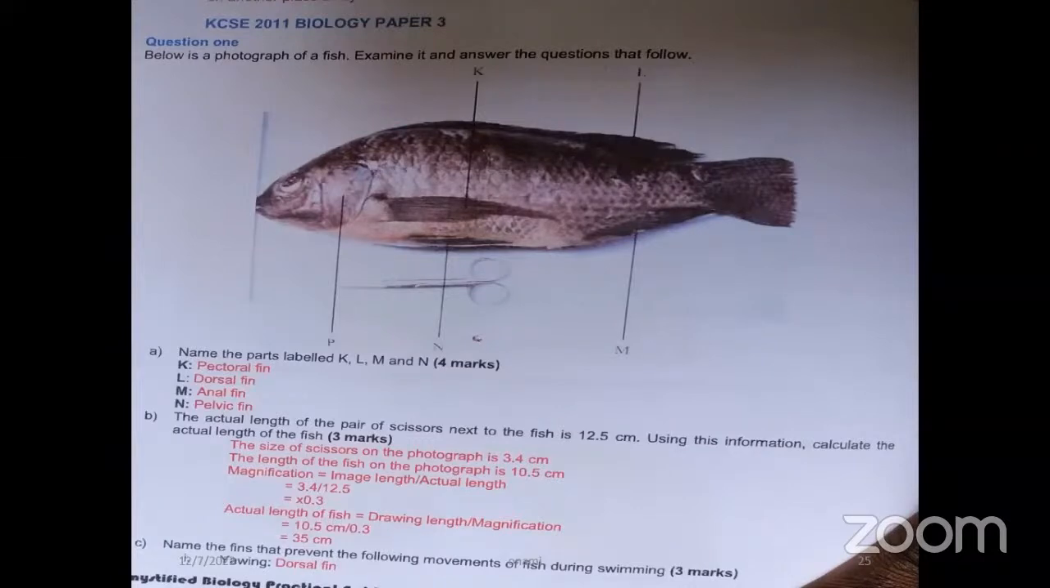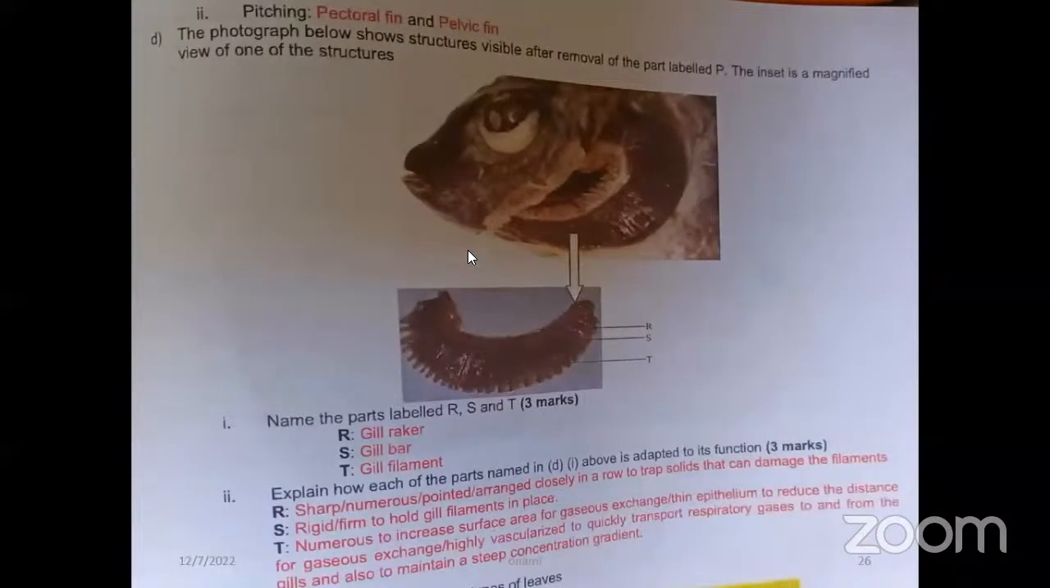So I want us to move forward. You can be asked about the adaptations, or you can be asked about the structural adaptations. You should be able to know. You can also be asked to describe how the gills of a fish are adapted to gaseous exchange, and you can describe it in two aspects. You can talk about the three parts: the gill bar, the gill rakers, and the gill filaments, or you give three adaptations of the filaments and still score.